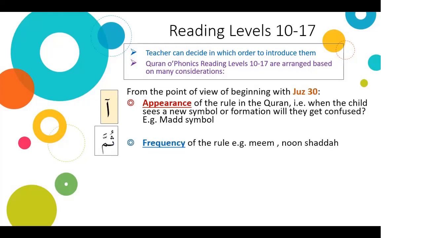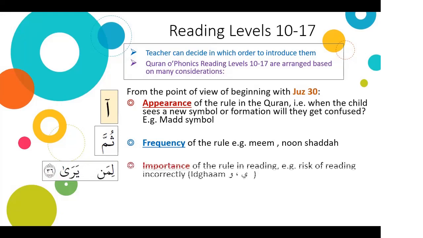Another thing which we've thought about is the frequency of the rule. So for example, the rule of Mim Shadda or Noon Shadda comes very frequently in Juz 30 and in the Holy Quran. So it's an easy rule to master. So we've put it towards the top. We've put it at reading level 11.